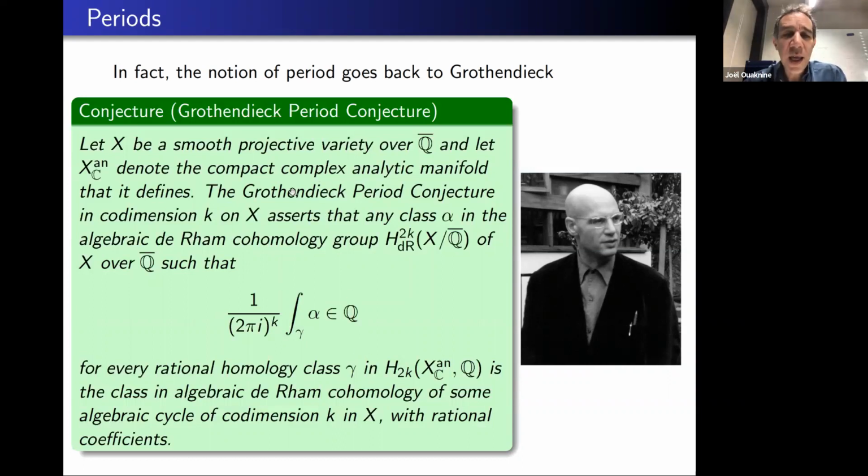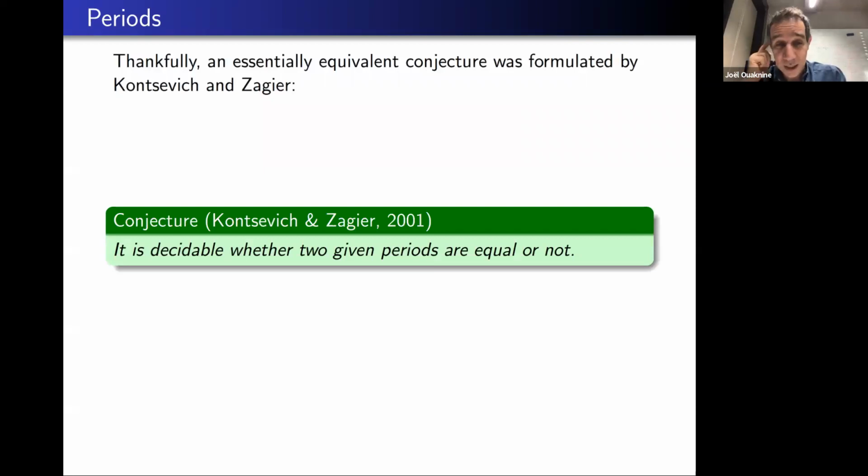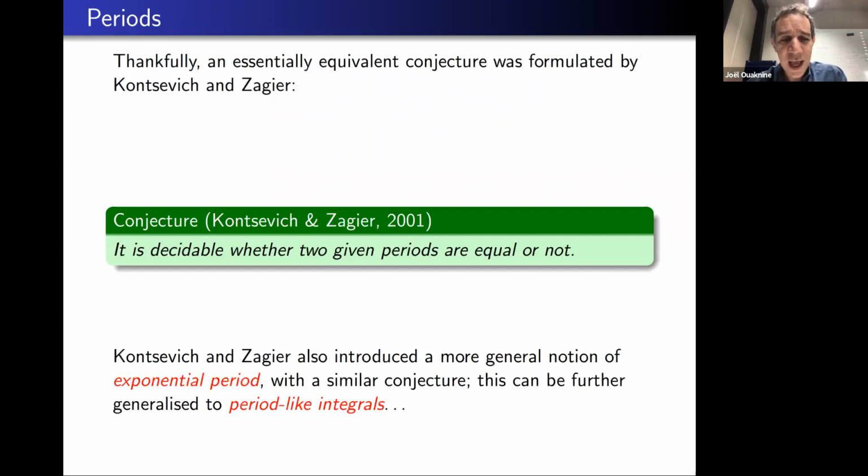Now, I think I'm a little bit short on time, so I won't read it, but this is fascinating. It's perfectly incomprehensible. It talks about de Rham cohomology and all kinds of crazy things. If you can, at some point, go and read this. I have the greatest admiration for people who understand these things. But thankfully, an essentially equivalent conjecture was formulated by Kontsevich and Zagier. It's a little bit easier to manipulate, and it says that it's decidable whether two given periods are equal or not. In the sequel, we use this form because it's a bit more convenient than Grothendieck's.